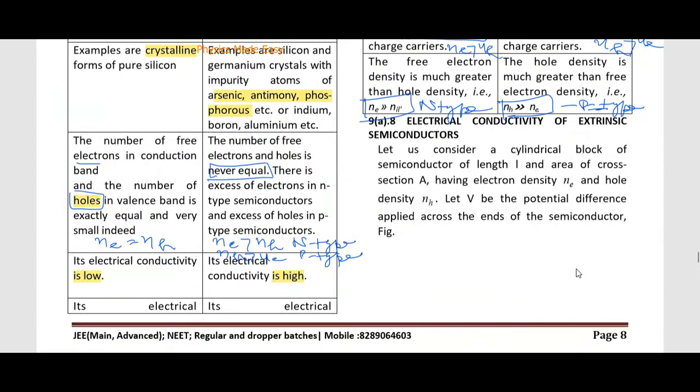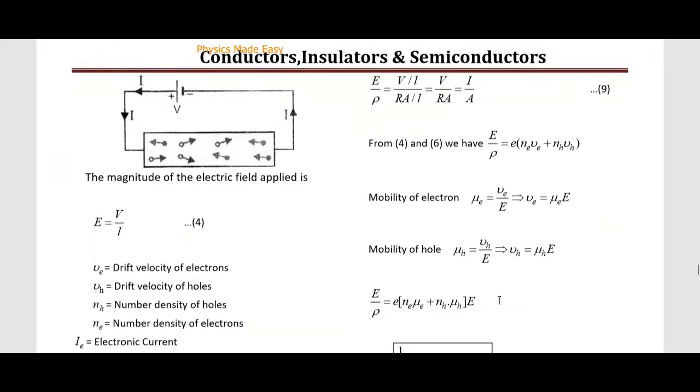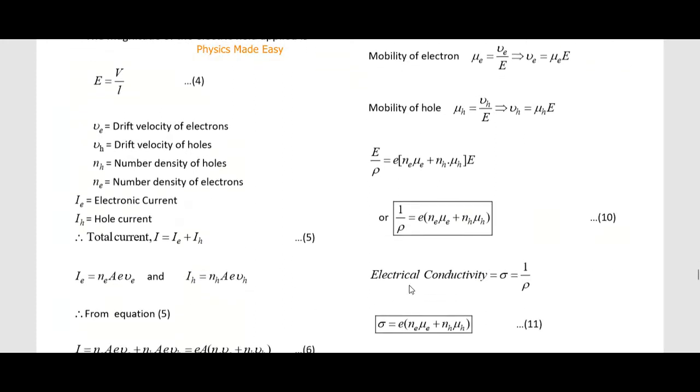And now we will take up the issue of electrical conductivity. We consider a cylindrical block whose length is L, area of cross section is A, Ne is the electron density and NH is the hole density. V will be the potential. Ne is the number density of electrons, NH the number density of holes. VH is the drift velocity of holes, VE the drift velocity of electrons. IE is the electronic current and IH is the hole current.